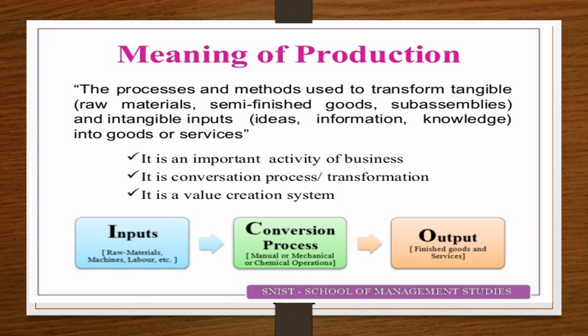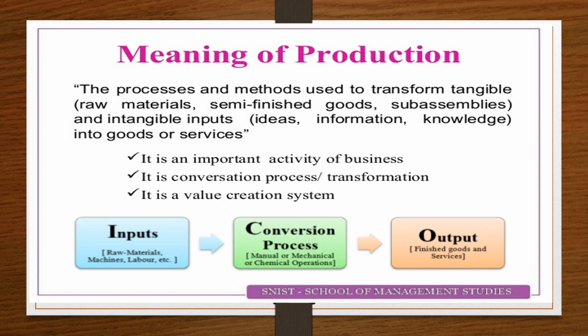Now, what is this conversion process? It may be manual, it may be mechanical, it may be chemical in nature. But the output that comes up is said to be the finished goods. It may be finished goods and it may be the attached services. I need to focus here on the inverted commas. The double-quoted things are very important here.